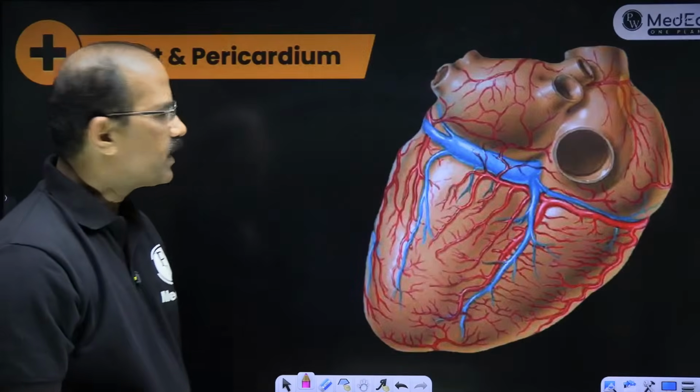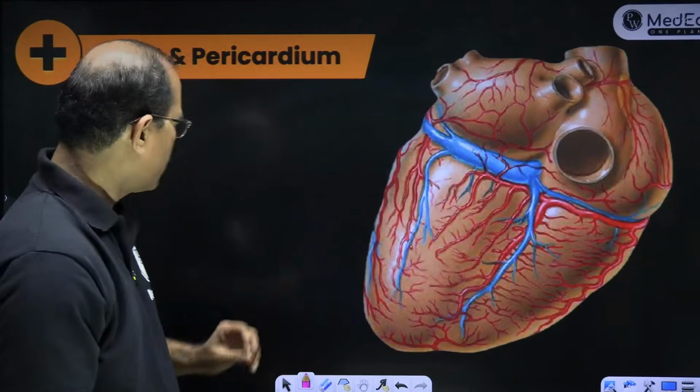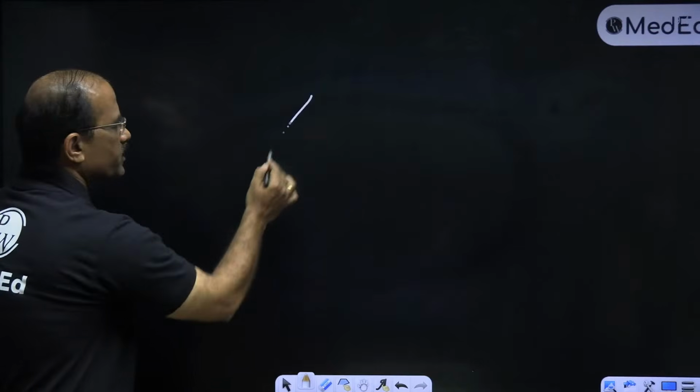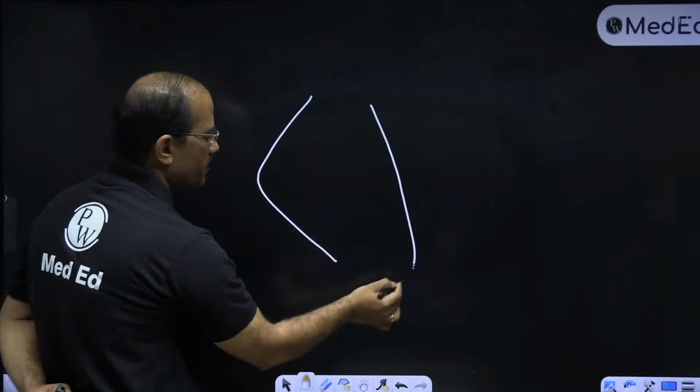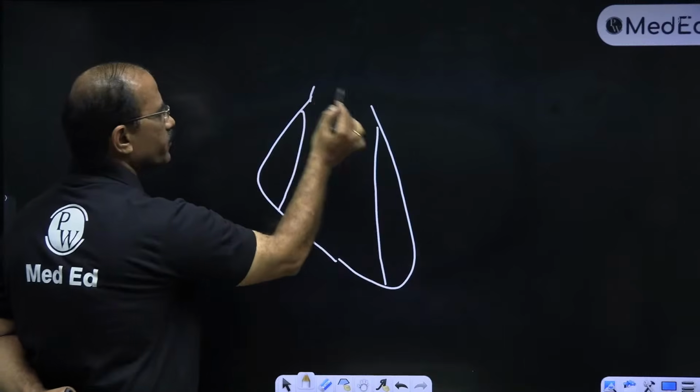We'll start with the blood supply. Children, I'm explaining this directly, just try to understand. I'll start with the surfaces and then the blood supply of the heart. Quickly you answer this. Now, what is this surface of the heart?